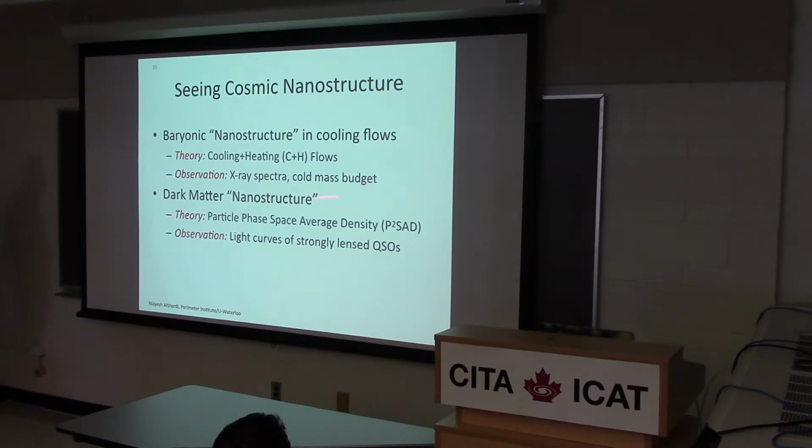Then I'm going to talk about dark matter nanostructure. These are predicted to be in dark matter because cold dark matter is a scale-free model, and they are supposed to be there from the beginning because cold dark matter is cold. I'm going to talk about the prediction for this and then the observation of it. For both baryonic and dark matter nanostructure, I'm first going to give you the theory, or a revision of the theory, and then talk about the new observational probe.